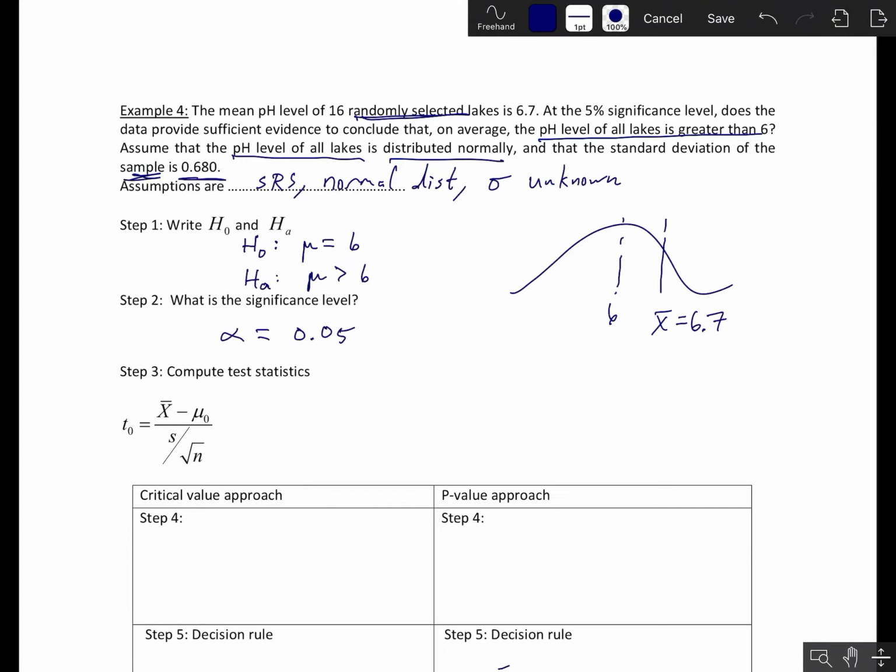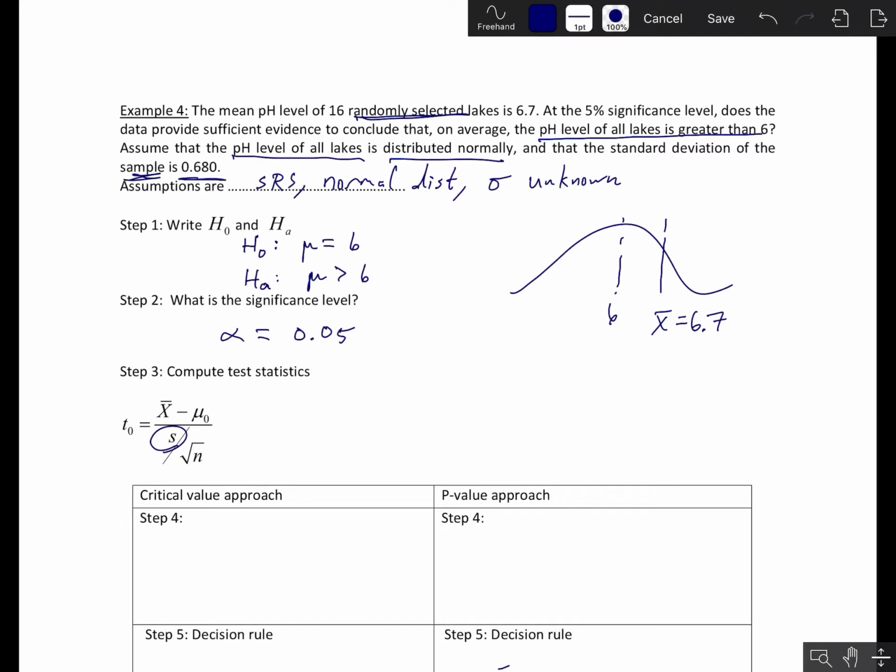The significance level was just given to us in the prompt. So that's usually going to be true. Usually the prompt will just tell you that there's a certain significance level. If the prompt doesn't say that, then normally we just decide on a significance level that's something like 10, 5, or 1%.